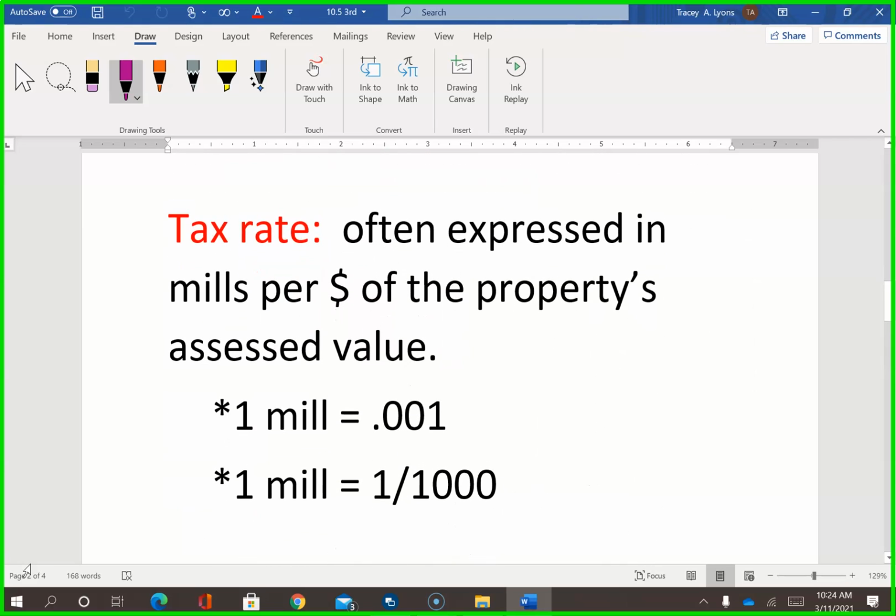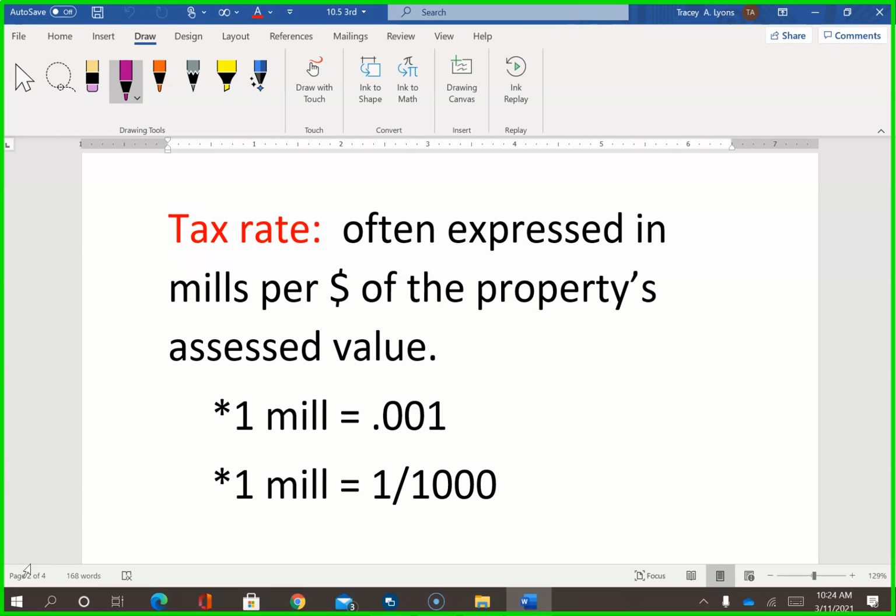Tax rate. It's often expressed in mills. Have you guys heard about mills before? A lot of times the school attaches things with mills, and that's taxes, of course. But a mill is 0.001 or 1 over 1,000.